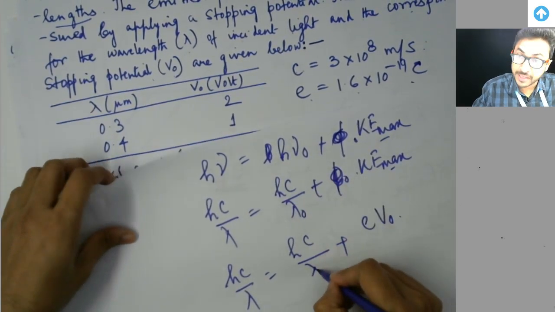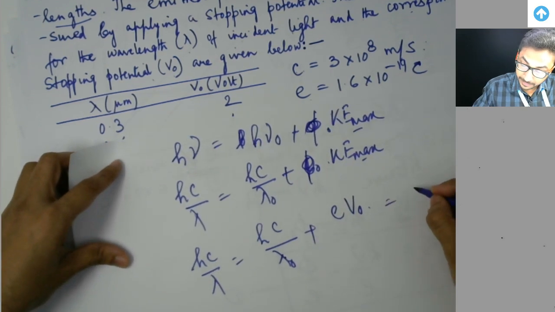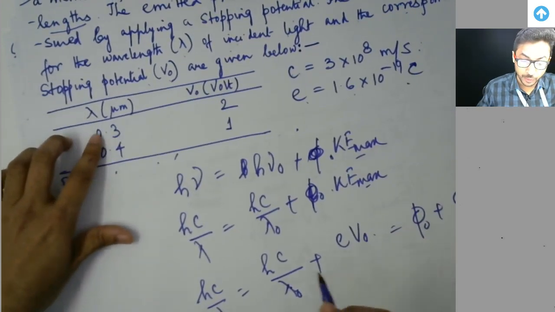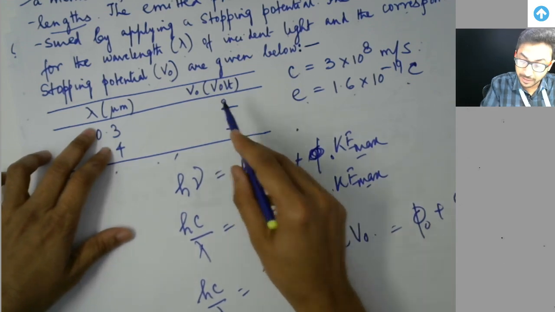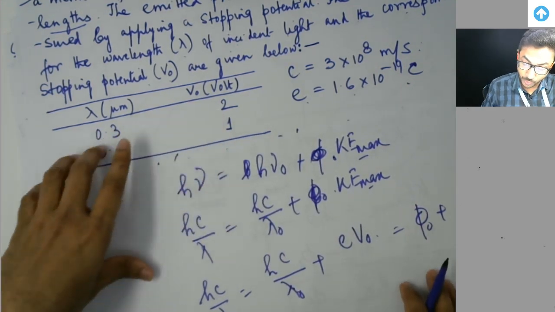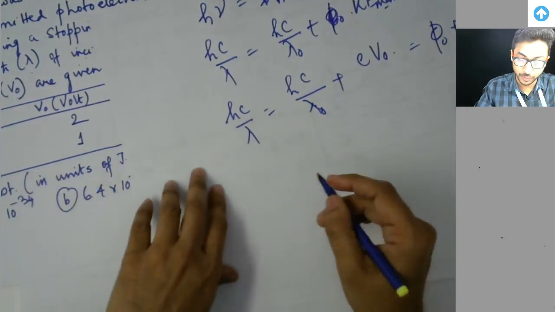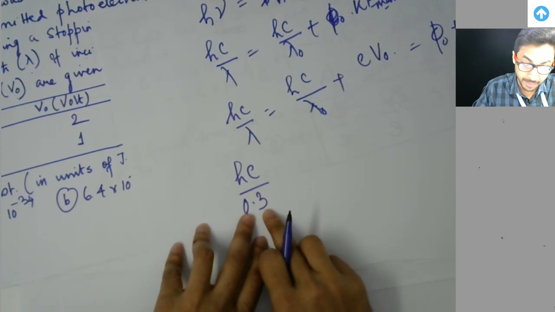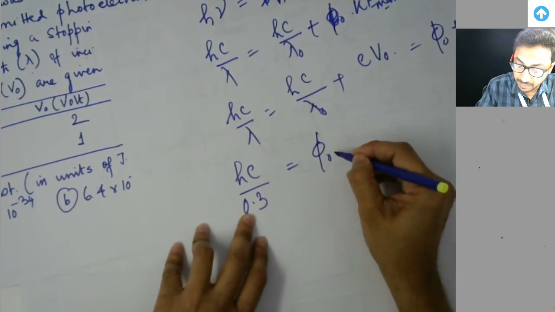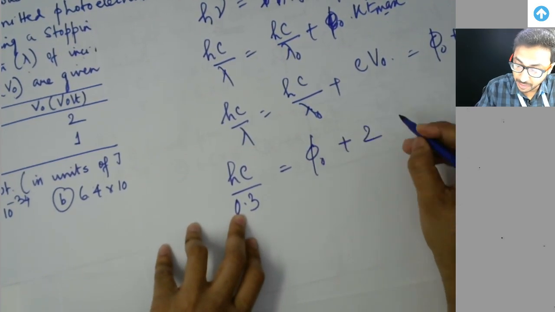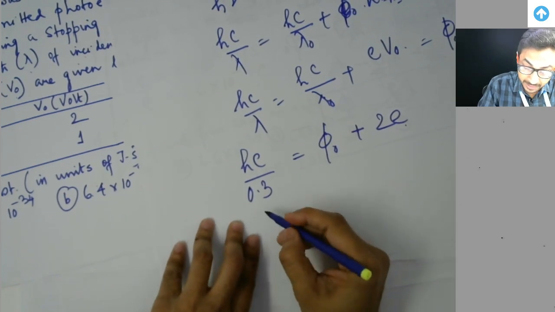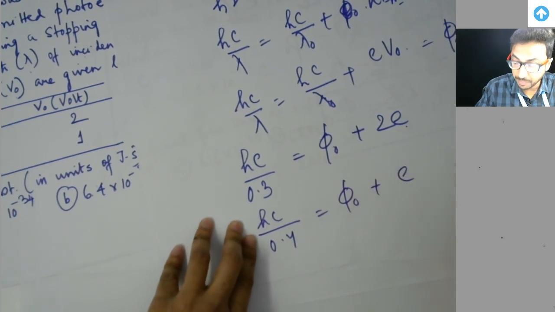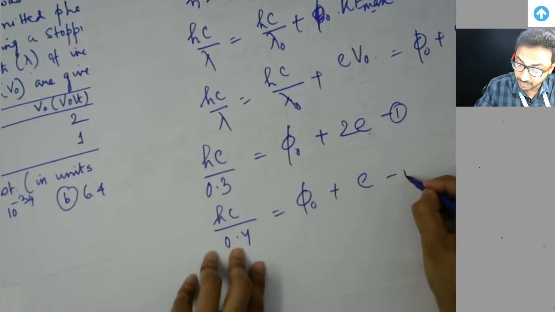Now this is constant. This we can write as hc over lambda equals phi 0 plus eV0. Now there are two values. Lambda is in micrometer, V0 is the stopping potential. So we can write for the first value, lambda is 0.3. Mind, it is in micrometer. This is hc over 0.3 equals phi 0 plus 2e. Second, hc over 0.4 equals phi 0 plus e. Now these are two equations.